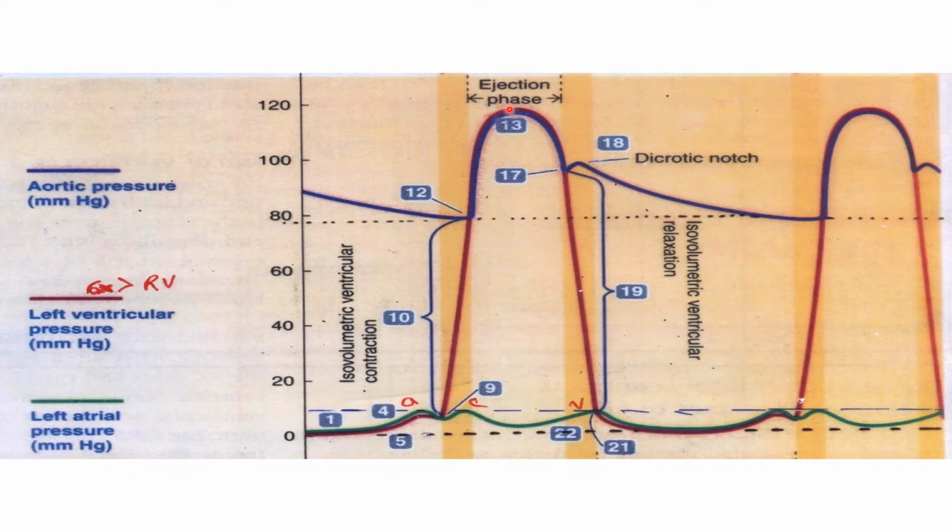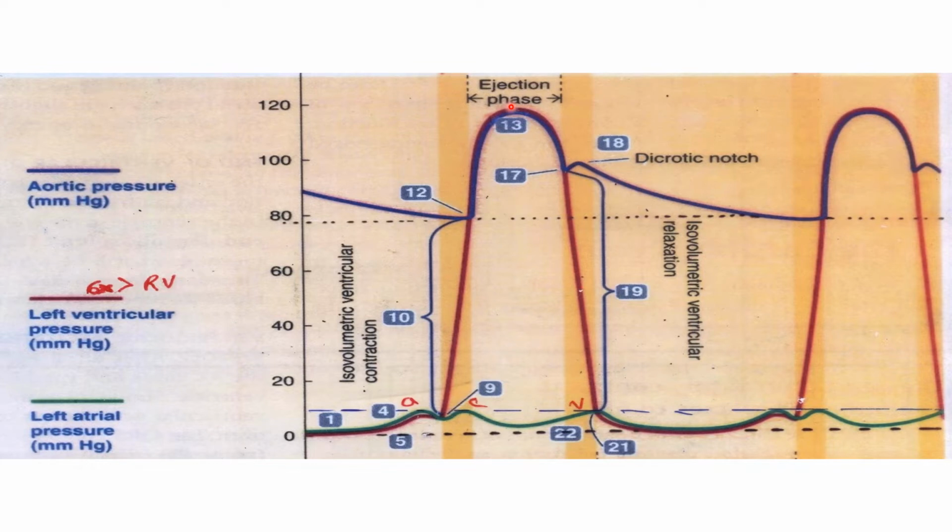aorta accommodates this blood. The ventricular pressure is still rising because more and more calcium is entering during the plateau phase of the cardiac action potential, and because of that, the ventricular pressure and ventricular force of contraction is increasing, and alongside it, the volume of blood in the aorta is also increasing. When it suddenly enters the aorta, it increases the aortic pressure from 80 millimeter of mercury to almost 120 millimeter of mercury.